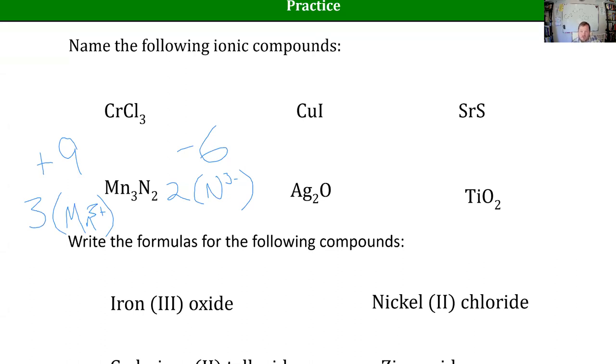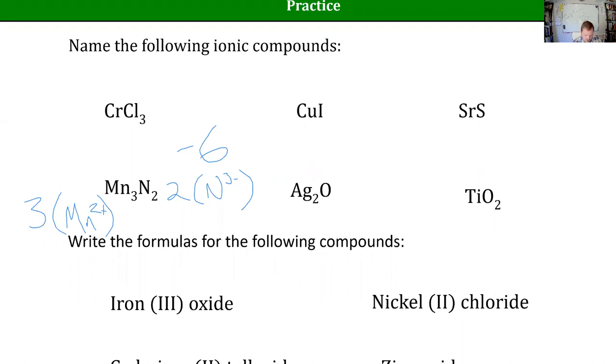So you can always check your work on these by just putting the charges back in there and double checking that they're going to add up to zero. If you got the wrong one initially, it should be pretty obvious once you put them back in there and check it. We need three manganeses to add up to a total of plus six. So each manganese has to be plus two.